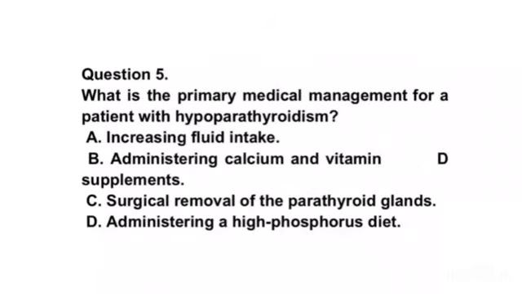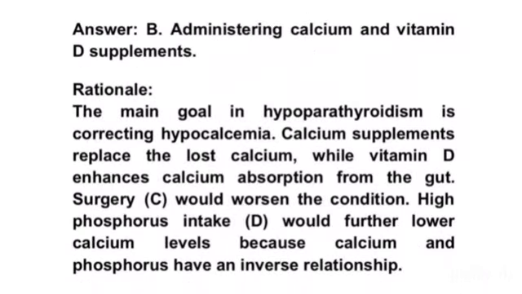Question 5. What is the primary medical management for a patient with hypoparathyroidism? A. Increasing fluid intake. B. Administering calcium and vitamin D supplements. C. Surgical removal of the parathyroid glands. D. Administering a high phosphorus diet. Answer: B. Administering calcium and vitamin D supplements.